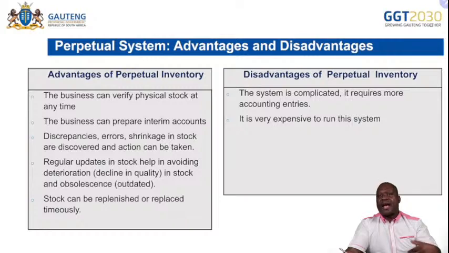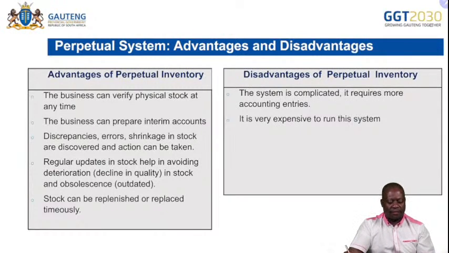Now, if there are any errors, discrepancies, or shrinkage in stock that are discovered, action can be taken. We discover it now, we take action today. Now, regular updates of stock help in avoiding deterioration or decline in the quality of stock, as well as having some of our stock being outdated.